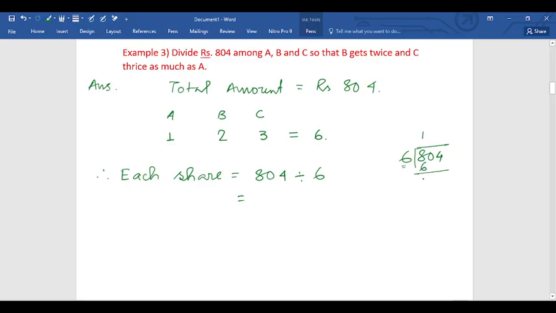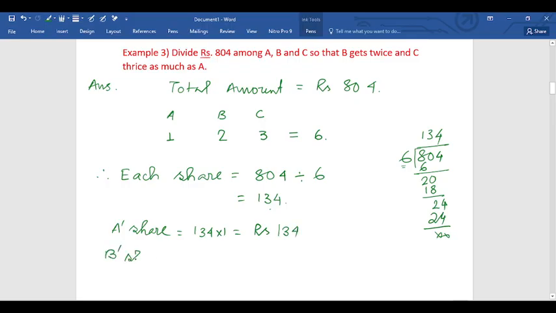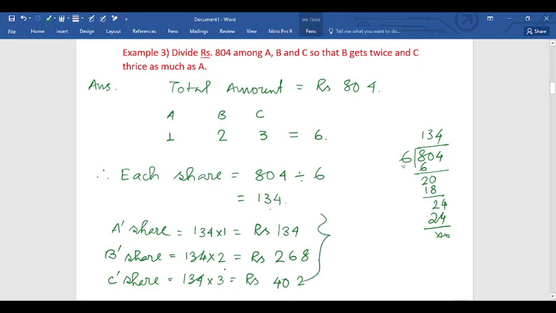Now 6 ones are 6, 6 threes are 18, 6 fours are 24, 134. This is here. Now A share is 1, that is 134 into 1, that is rupees 134. B share is A share into 2, that is rupees 268, and C share is 134 into 3, that is rupees 402. This is the answer.